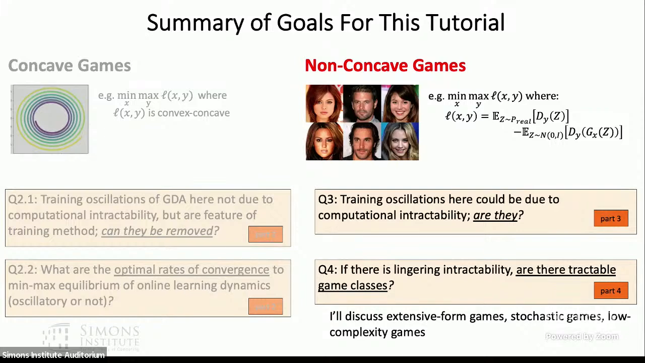Question. The slides are here, yeah. Okay, it's different from yesterday.